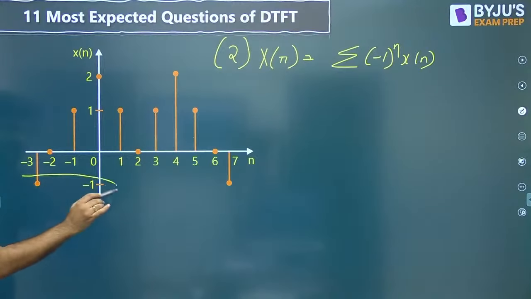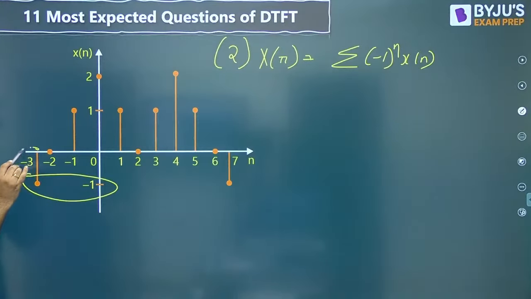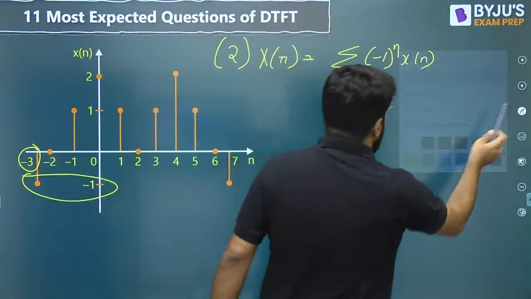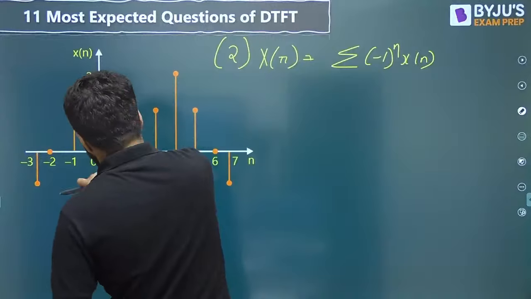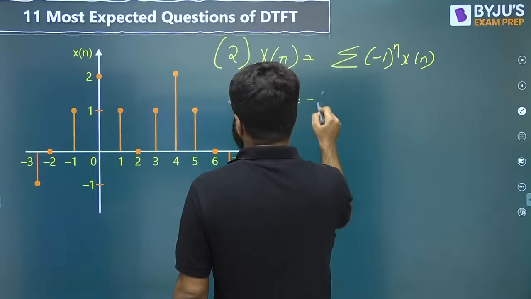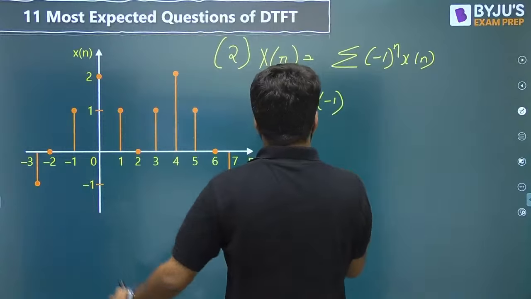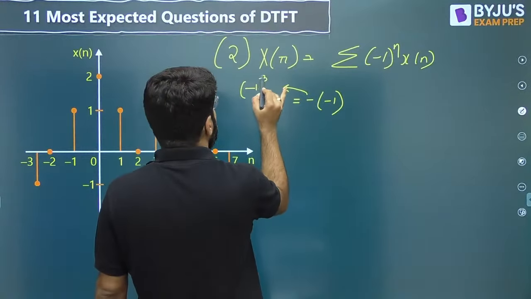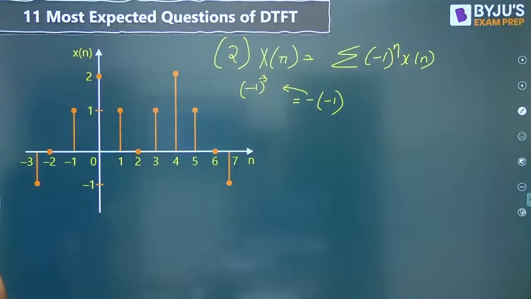The first value, look at this, is minus 1, but the value of n here is an odd value. So the first value that is going to come is minus of minus 1. Why is this minus coming? Because this is minus 1 raised to the power minus 3, and 3 is an odd number.